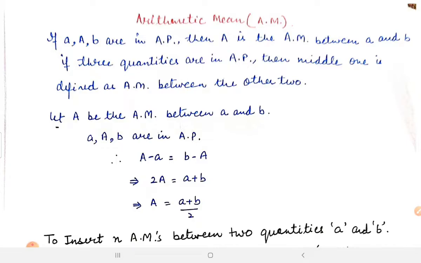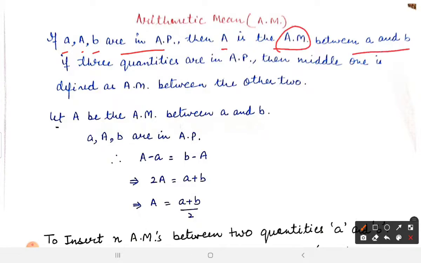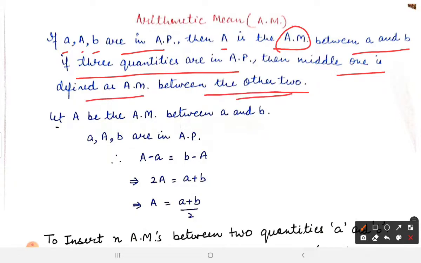If three numbers a, capital A, and small b are in arithmetic progression, then A is the arithmetic mean between the two numbers, that is a and b. If these three quantities are in arithmetic progression, then the middle one is defined as the arithmetic mean between the two numbers. Let A be an arithmetic mean between the two numbers a and b. What will be the value of this arithmetic mean?